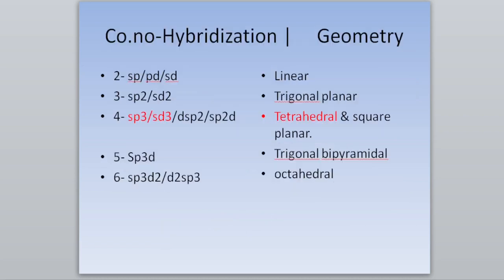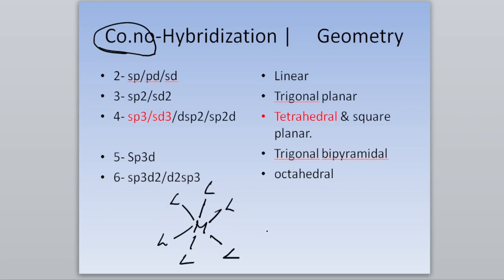Now we'll move on to the coordination number with their hybridization and geometry discussion. See guys, you know what coordination number is. Coordination number is nothing but, if it is a metal and this metal is attached with n number of ligands. Usually it is stable in case of 6 coordination number. In this case the total number of ligands attached is 6. So the number of ligands attached to a metal is nothing but the coordination number.